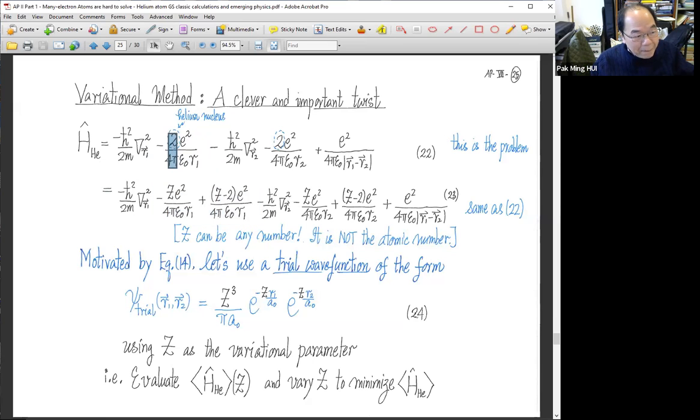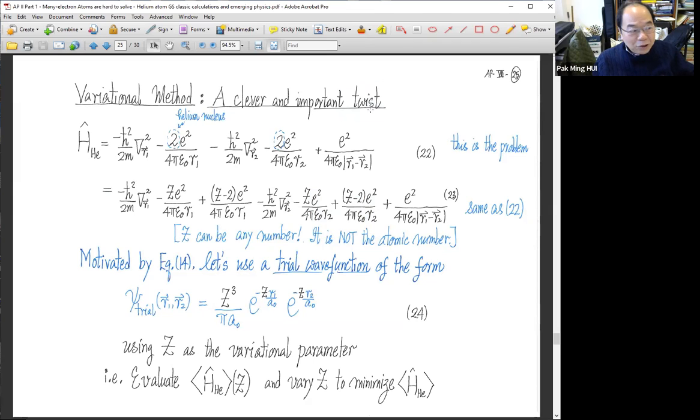Okay. Similarly, the problem is a -2 here. I did that for the second term. So I've done nothing. It's the same helium atom Hamiltonian. But now it is the important trace.